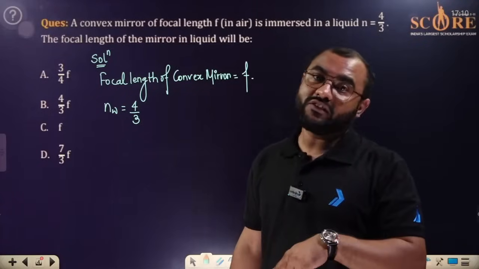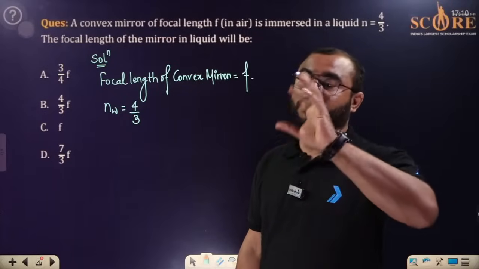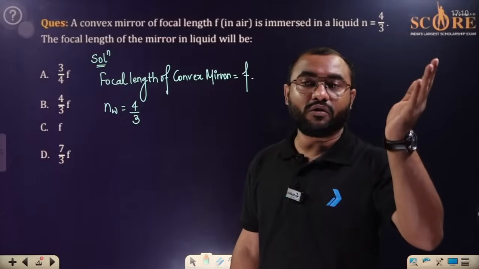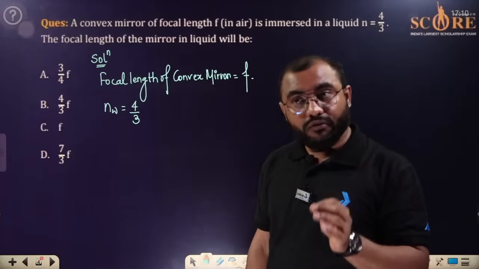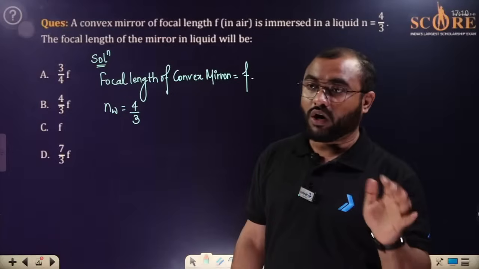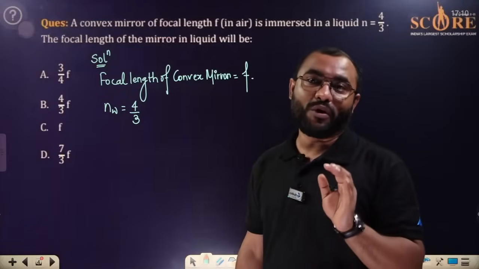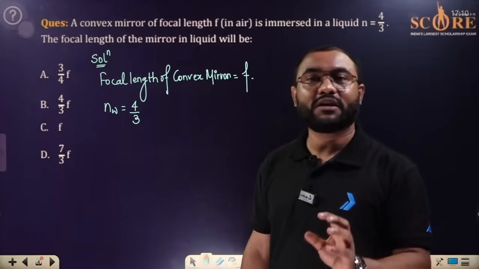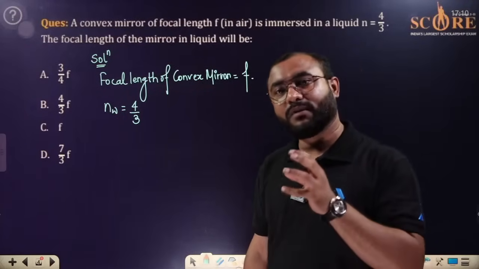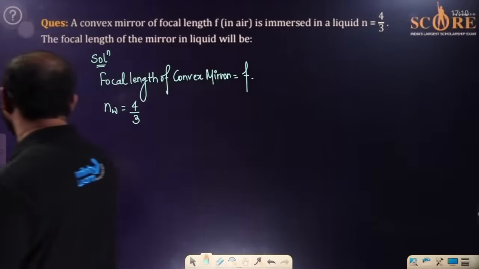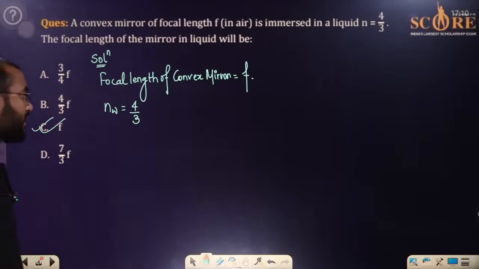The refractive index may change because earlier the mirror was in air, now it is in water. The refractive index of the mirror with respect to water may change, but when we talk about the focal length of that particular mirror, it will be the same. It doesn't matter where you put it. So it will be f only. That is going to be C. That will be the answer.